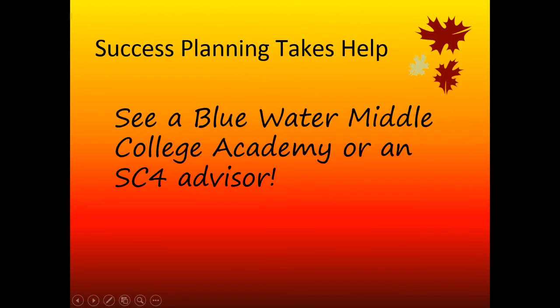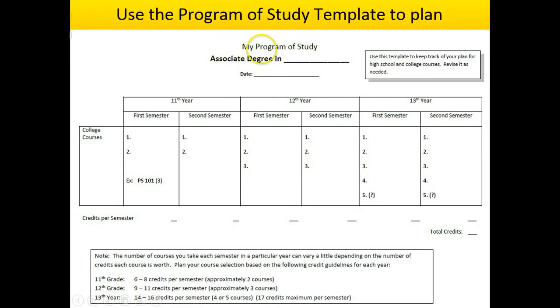Okay, planning is key. So it says, see a Blue Water Middle College Academy or SC4 advisor. This program of study sheet is a great way of keeping track of your courses. You already can fill in your first semester here, SD 140 and, for example, Political Science 101. And you can at least get 1 or 2 semesters out. You might not know exactly what you're going to take the last few semesters, but you can kind of start planning. The bottom of this sheet shows you how many credits each semester you can take. You know, for the winter it'll be between 6 and 8. You take 2 4-credit classes, that'll be 8 credits. 2 3-credit classes will be 6 credits. Okay.